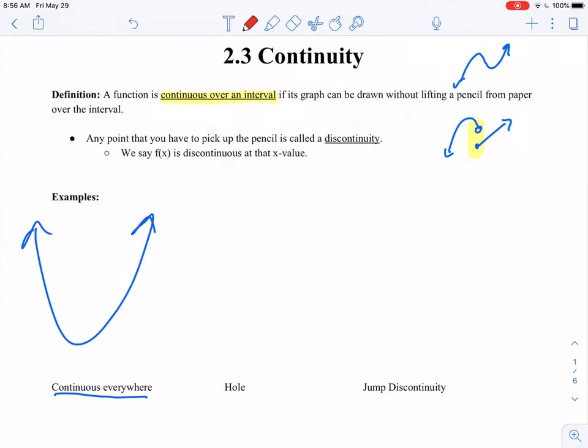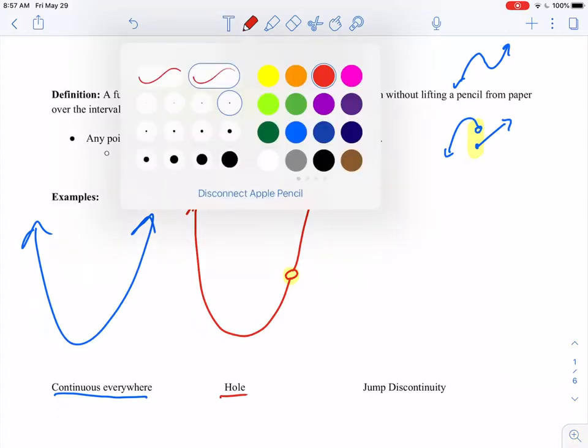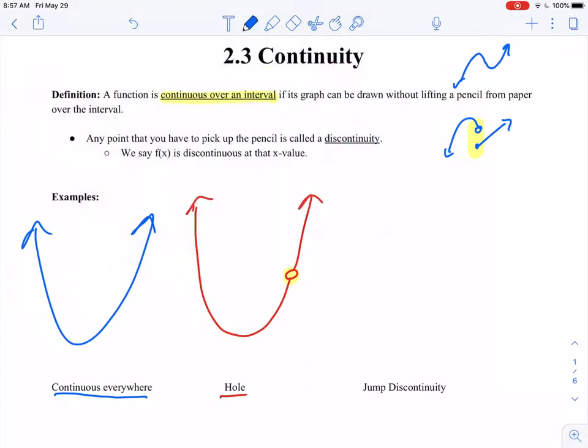A hole in the graph could be a discontinuity. So if I take that same function, a parabola, and I put a hole in the graph, I have a discontinuity right here at this particular x value. If you want to impress your friends, this is also called a removable discontinuity. So if you just want to sound smart, you can say removable discontinuity, but otherwise we'll just call it a hole in our graph.